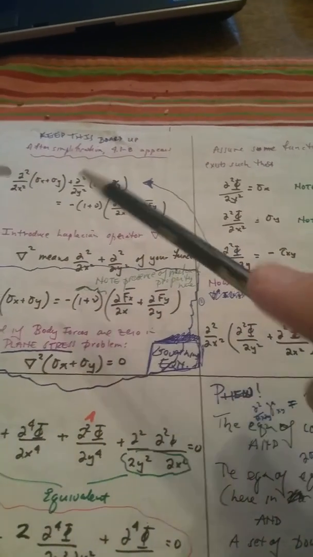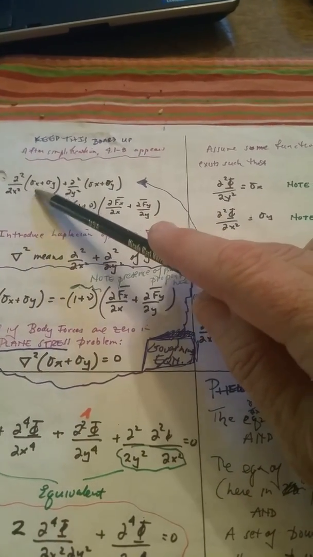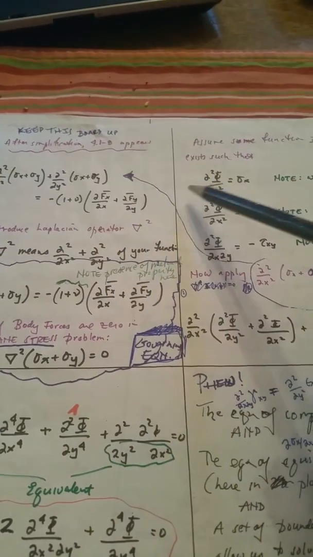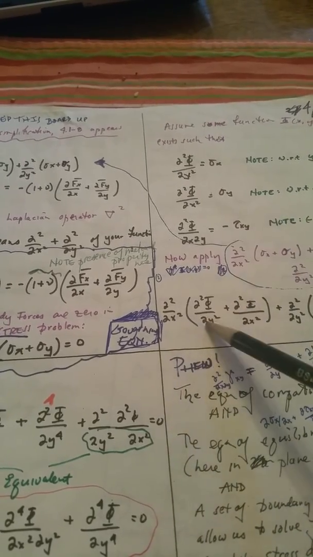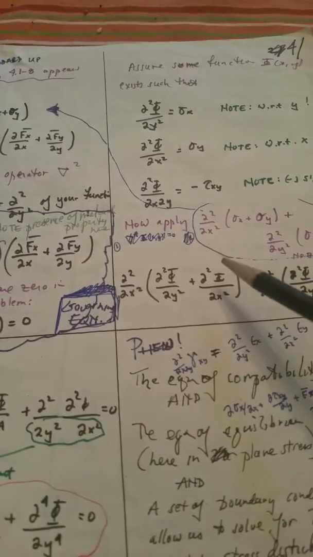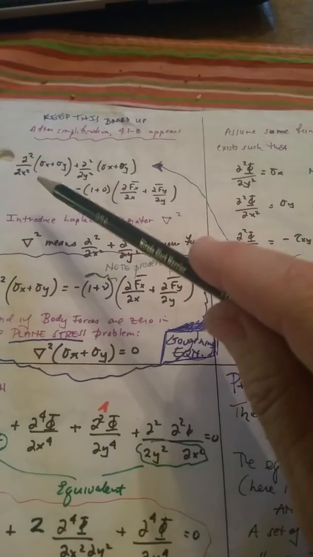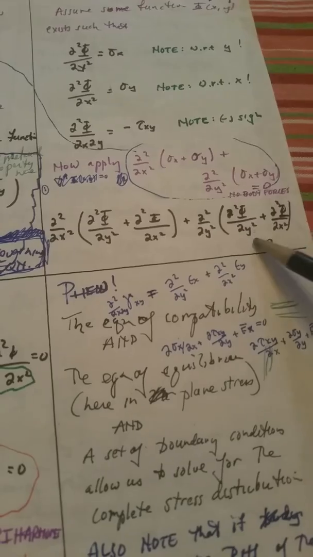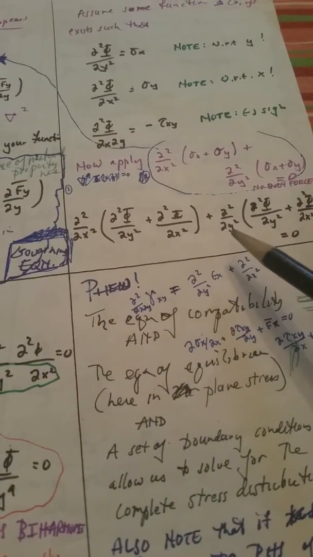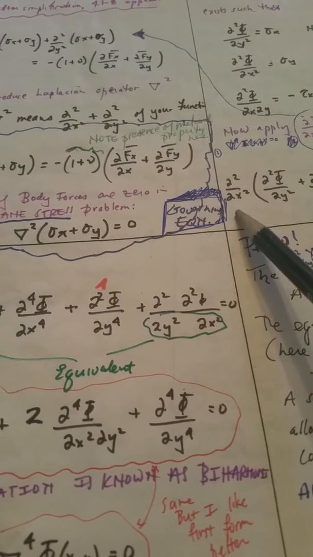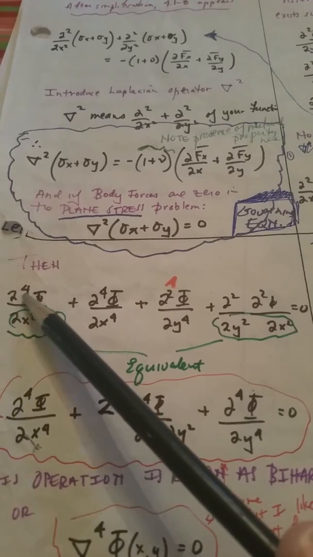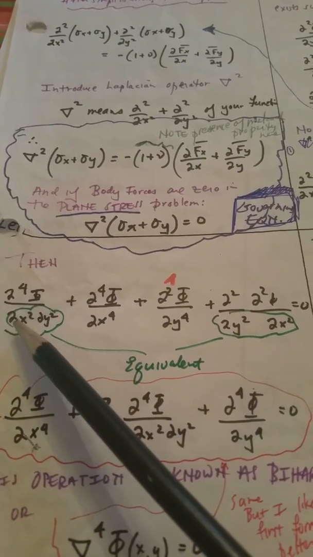If we say partial squared partial x squared of sigma x, we're going to sub in this new function in here and say sigma x is partial squared phi partial y squared. We're going to say sigma y is partial squared phi partial x squared. All of that is once operated on the x, and the same thing happens on the y, and we're going to make this simplification where the right-hand side is 0. So we have this equation down here.